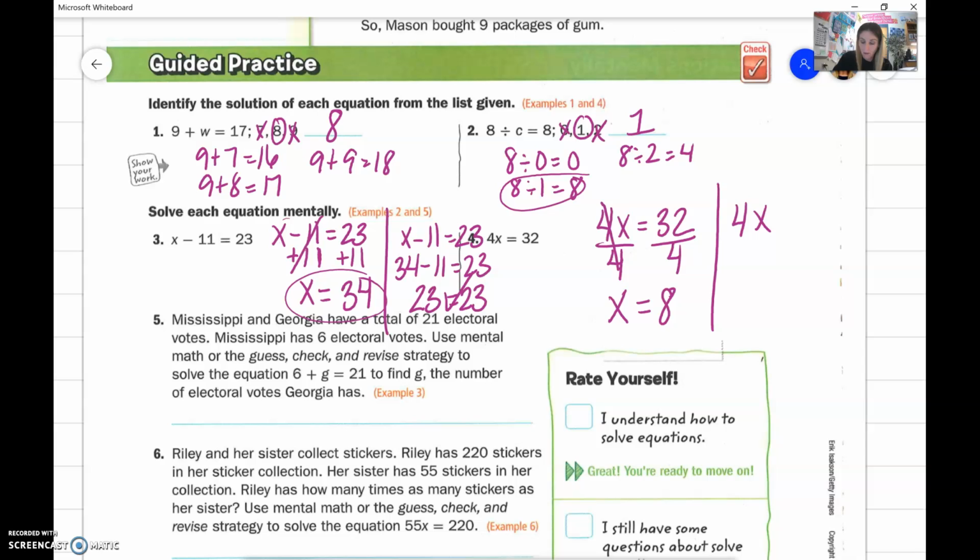Here's my original problem. I'm going to take 4 times 8 equals 32. 4 times 8 is 32 equals 32. Check.